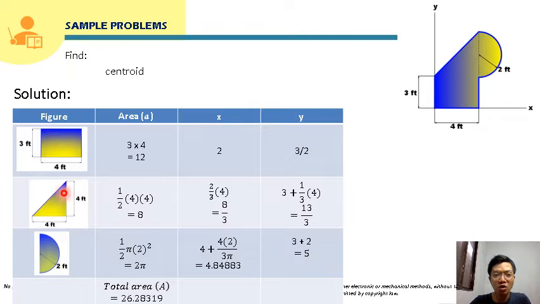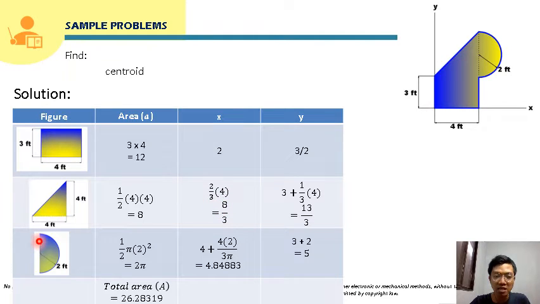Now for the x-coordinate of the centroid of the triangle. This is the triangle, and its centroid, as we know, is at this point. So its coordinate from the reference point will be 2/3 of this length of the triangle. This is 4 feet, so this will just be 2/3 times 4, which is 8/3.